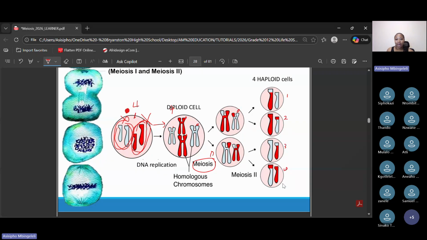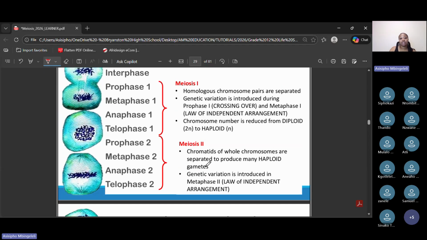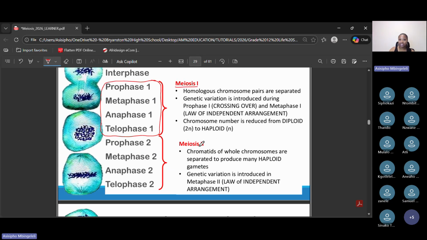Let's check the chromosome number. Each cell contains 2 chromosomes. The parent cell had how many chromosomes? 4. Chromosome number halved. These are the phases, right? Meiosis will occur in 2 divisions. Prophase 1 to telophase 1 will be meiotic division 1, meiosis 1. See how I did not include interphase there. I didn't make a mistake. Interphase is not part of meiosis 1. It occurs before meiosis takes place.